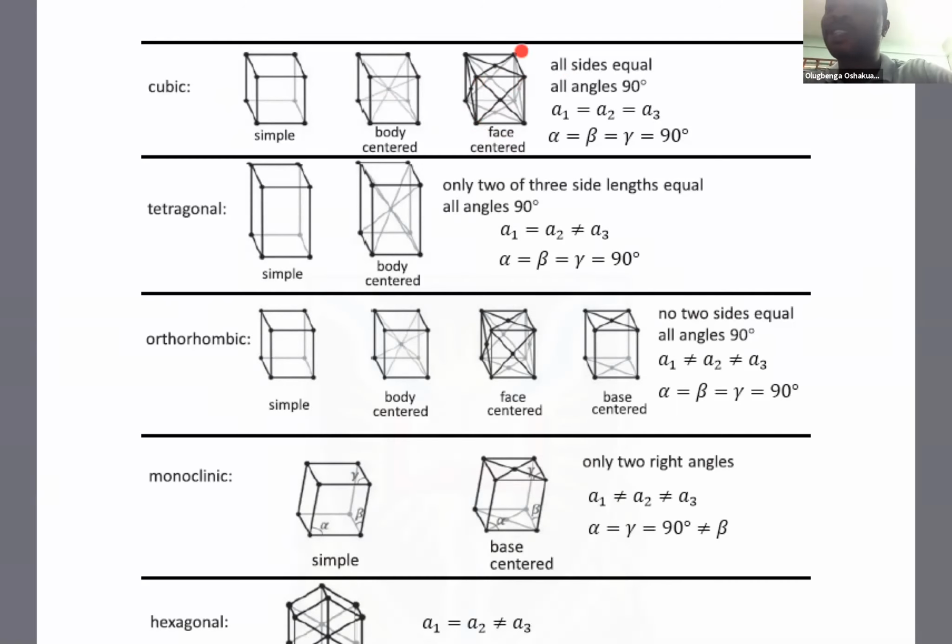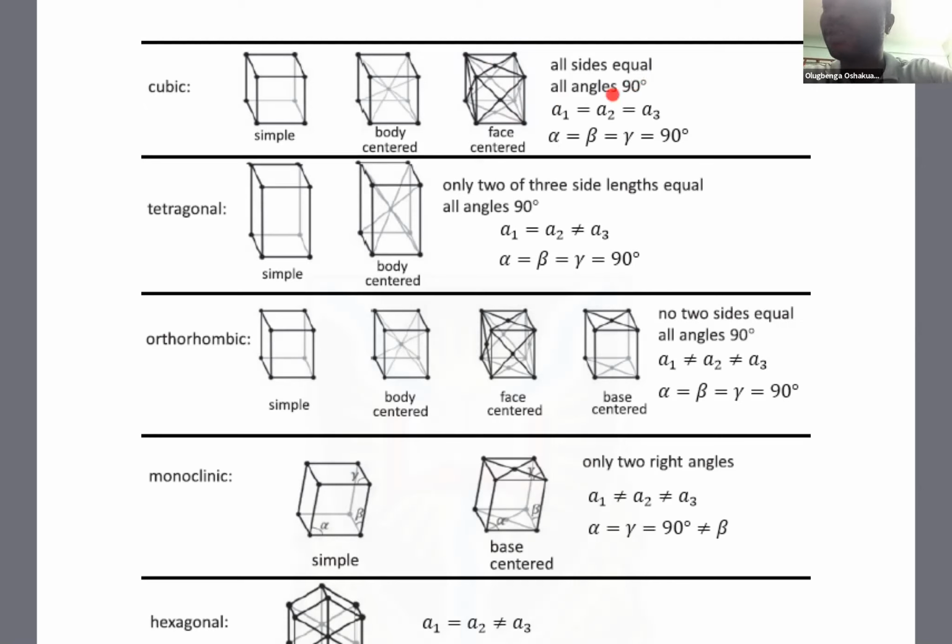And being a cube, all sides of the cube are equal. That is one of the properties of a cube that they taught us in primary 3 or 4. All sides of the cube are equal. And maybe when you got to GS1, they told you that all the angles are 90 degrees, just like we have an angle in a square to be 90 degrees.